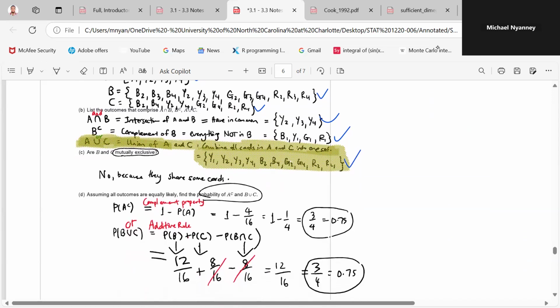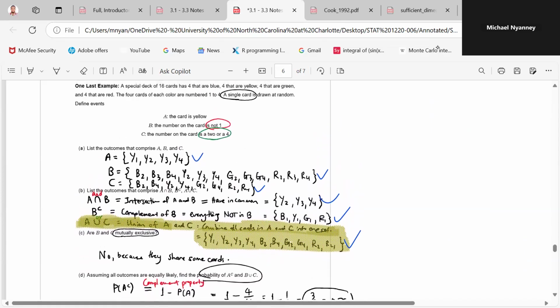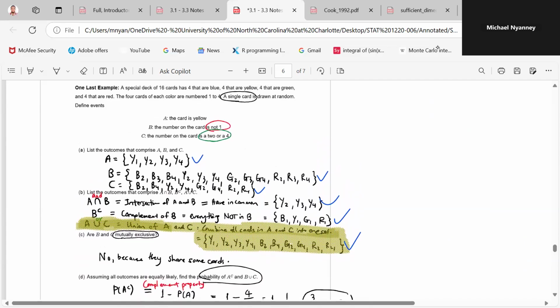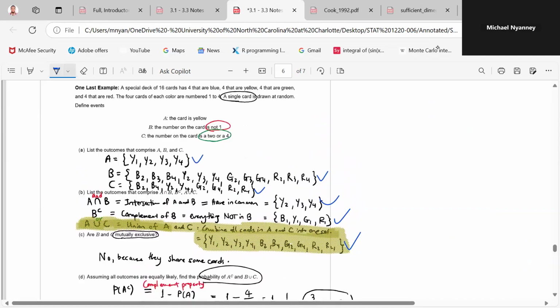We ask ourselves, are B and C mutually exclusive? This implies that you have to find the intersection between B and C and check whether it is an empty set. If it is an empty set, then they are mutually exclusive. So you can check B and C. This is my B, and this is also C.